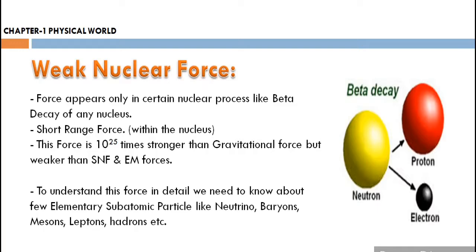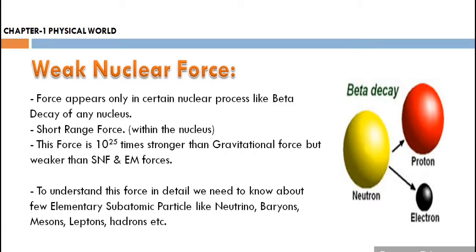So this force appears only in certain nuclear processes like beta decay of any nucleus. It is a very short range force because, again, after all, it is a nuclear force, right? Now this force, again, if the word weak is written, don't consider it as very weak, because we all know gravitational force is the weakest. This is weak only compared to strong nuclear force.